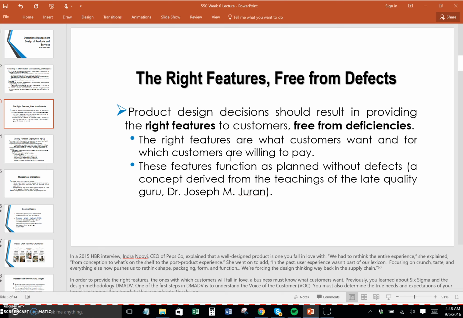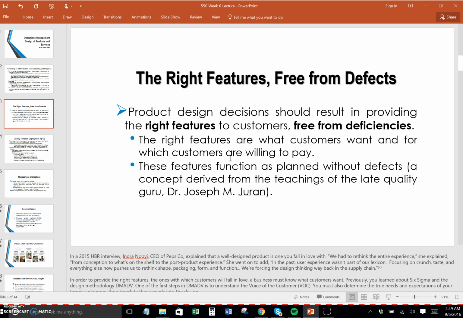In a 2015 Harvard Business Review interview, the CEO of PepsiCo explained that a well-designed product is one you fall in love with. We had to rethink the entire experience, she explained, from conception to what's on the shelf to the post-product experience. She went on to add, in the past, user experience wasn't part of our deal. Focusing on crunch, taste, and everything else now pushes us to rethink shape, packaging, form, and function. We're forcing the design thinking way back in the supply chain.